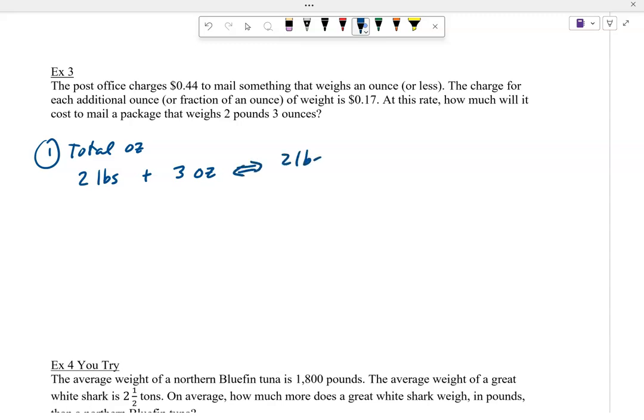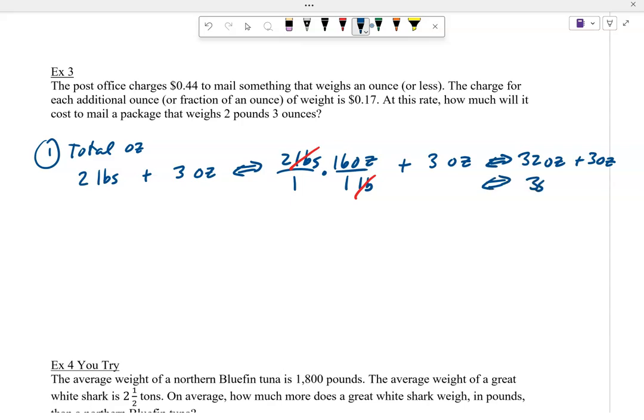So we got 2 pounds, got to convert that. So there's 16 ounces per pound. See my pounds cancel. So it looks like that's 32 ounces. Don't forget we still have an additional 3 ounces on this. So we have 32 ounces, that's the 2 pounds, plus 3 ounces. So it looks like we have a total of 35 ounces. So step 2, what would our cost be?